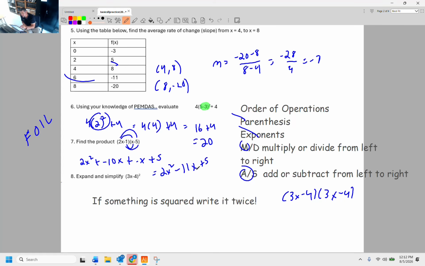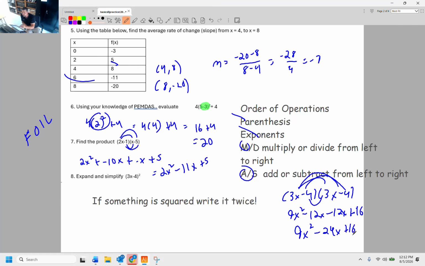So we can do this one the same way we just did the other one. 3x times 3x is 9x squared. That's first. Outside, 3x times -4 is minus 12x. Inside, -4 times 3x is take away another 12x. And then last, -4 times -4 is positive 16. And that gives us 9x squared minus 24x plus 16.